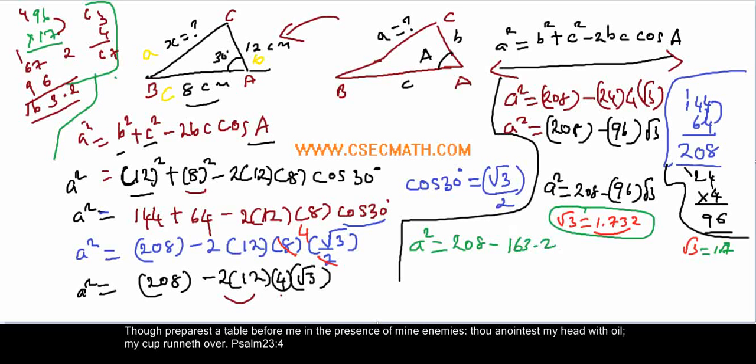So let us subtract that. 208 minus 163.2. This is how it is done. You carry 1, you get 10. You subtract that, you get 8. This is going to be 7. 7 minus 3 will give you 4. And you carry 1 now, this is going to be 10. 10 minus 6 is going to be 4, and you have A squared is equal to approximately 44.8.